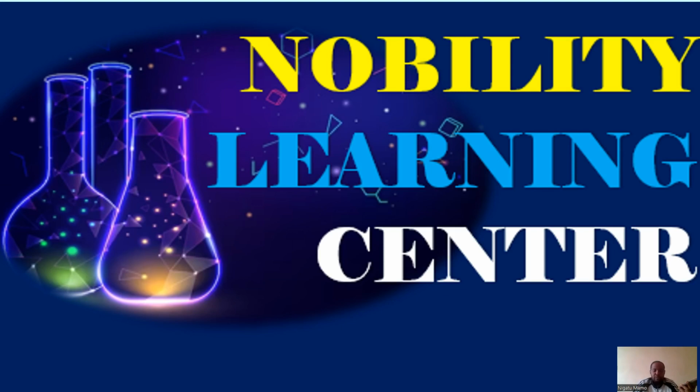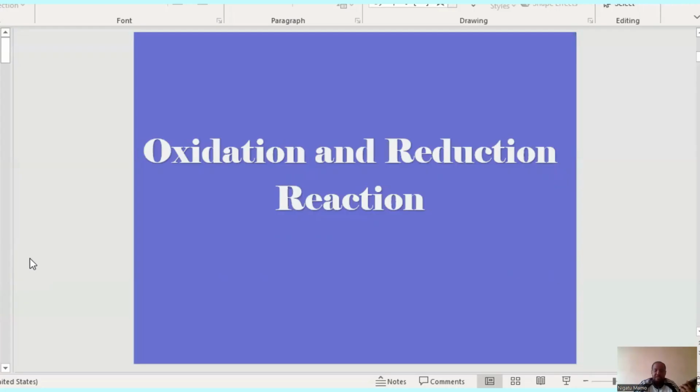Today, I will present oxidation and reduction reactions. There are two kinds of chemical reactions in chemistry. One is oxidation-reduction reaction, or we call it redox reaction, and the second is non-redox reaction. In an oxidation-reduction reaction, there is transfer of electrons from one substance to another, but in a non-redox reaction, there is no transfer of electrons. Instead, there is exchange of ions between substances.